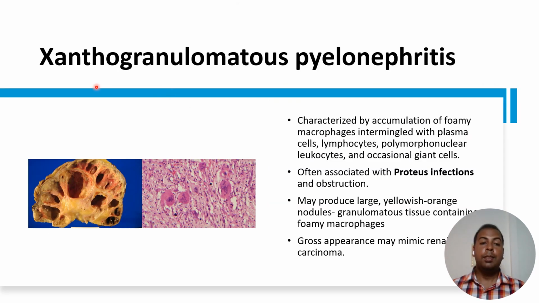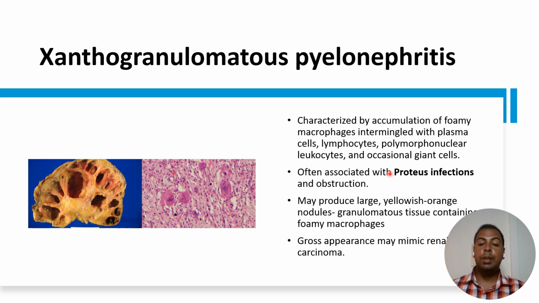All right, now let's look at xanthogranulomatous pyelonephritis. So this is a condition present in your First Aid for the USMLE, so that's why I included it here. And it's characterized by accumulation of foamy macrophages intermingled with plasma cells, lymphocytes, polymorphonuclear leukocytes, and occasional giant cells. So this is a section taken from a patient with this condition. And here you could see these large cells are giant cells, which have many nuclei, very characteristic of this condition, and granulomatous infections in general.